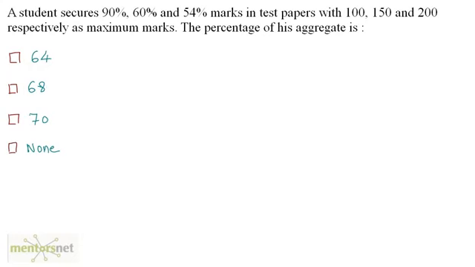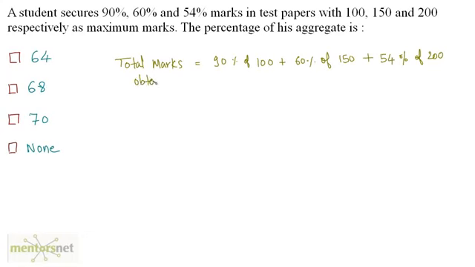So the total marks secured by the student will be equal to, let's say I write total marks is equal to 90% of the first paper, that means 90% of the maximum marks of the first paper, that means 90% of 100, plus 60% of 150 and 54% of 200. If we add all these marks, we get the total marks obtained, right?